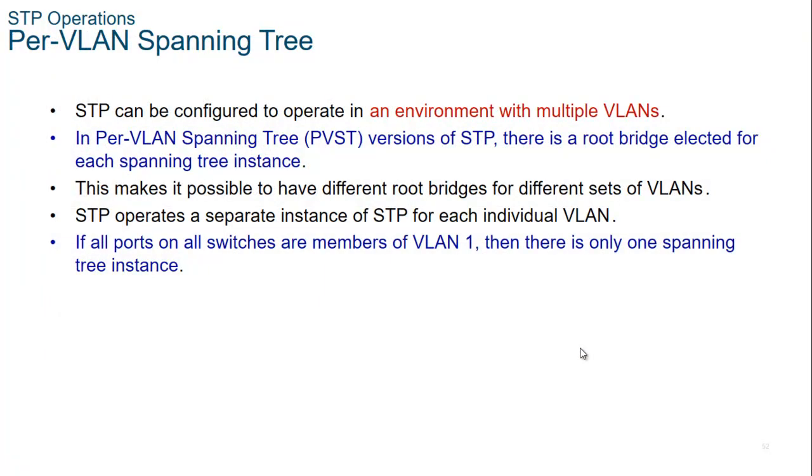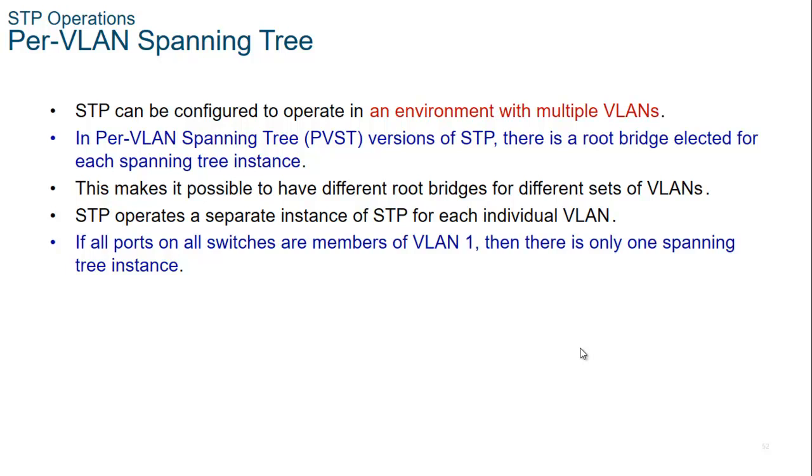In a VLAN environment, there is such a thing called per VLAN spanning tree, or PVST. STP can be configured to operate in an environment with multiple VLANs. In per VLAN spanning tree versions of STP, there is a root bridge elected for each spanning tree instance, meaning that each VLAN can have its own root bridge. This makes it possible to have different root bridges for different sets of VLANs.